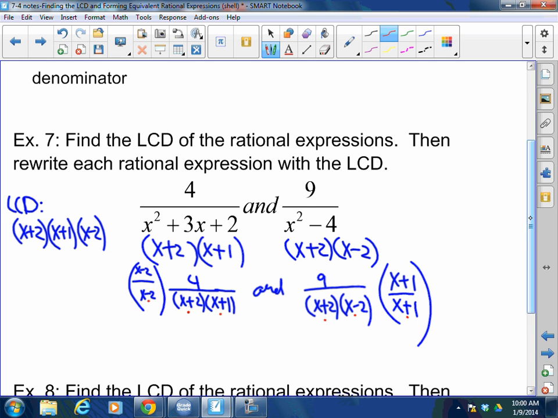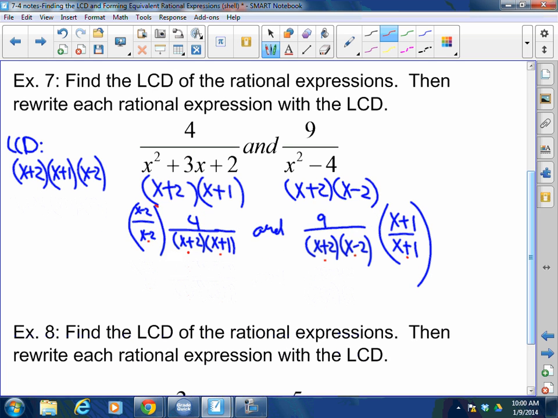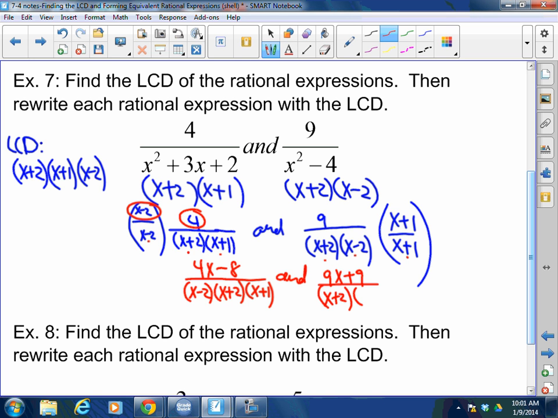Now, let's go ahead and multiply it. What's x minus 2 times 4? 4x minus 8 over x minus 2, x plus 2, x plus 1. Am I going to multiply the least common denominator together? No way, unless you want to torture yourself. And I have 9x plus 9 over x plus 2, x plus 1, x minus 2.